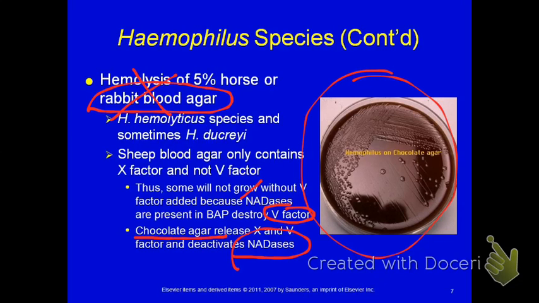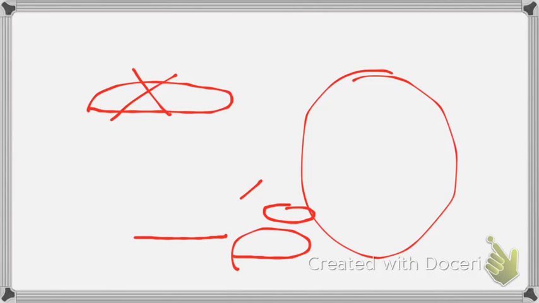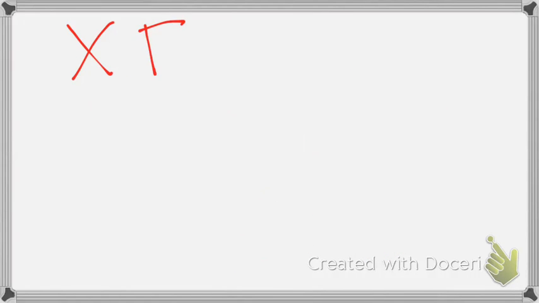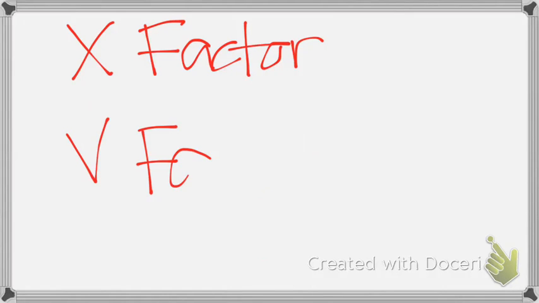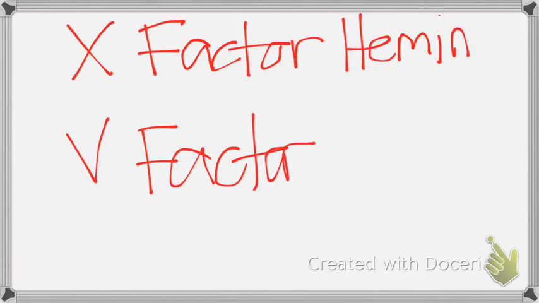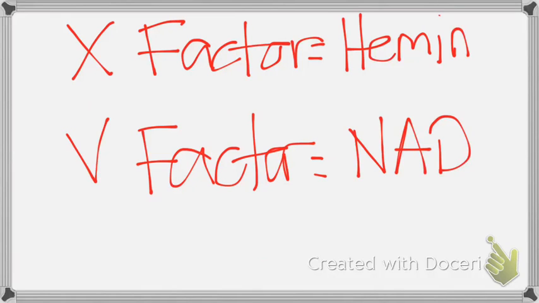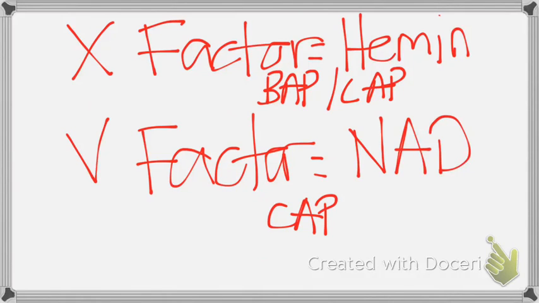So, for you not to forget, okay, X factor and V factor. X factor is hemin. Okay? V factor is nicotinamide adenine dinucleotide. Okay. X factor is present in blood agar plate and in chocolate agar plate. But V factor is present only in chocolate agar plate.